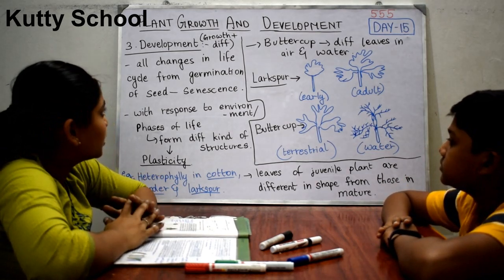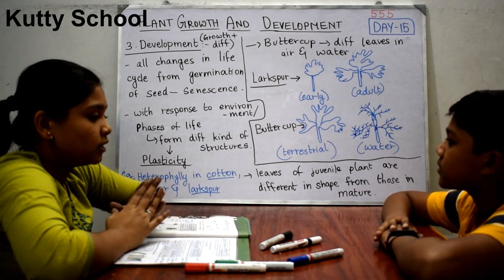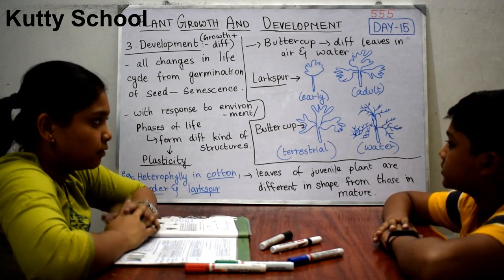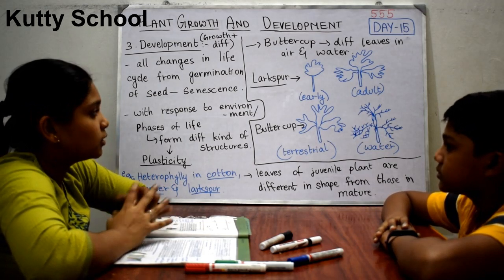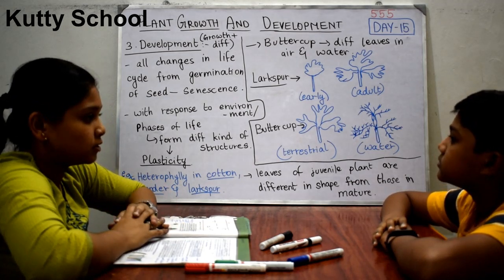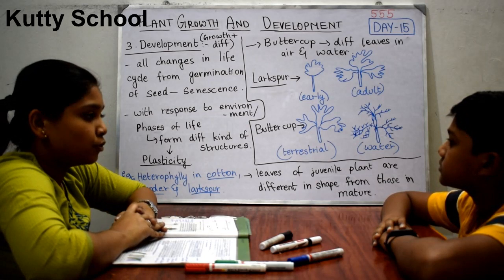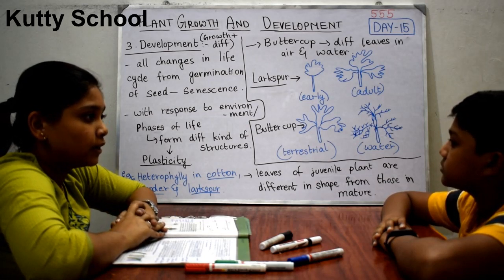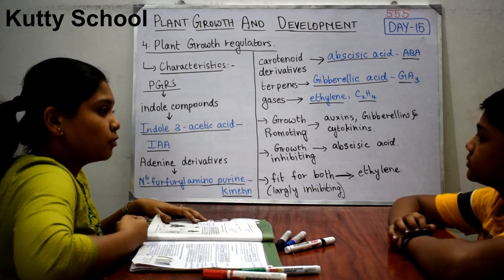The factors affecting development are also light, temperature, and everything, what we have seen earlier. Here we saw the factors affecting the growth in plants. So the same factors here also affect these structures in plants. Next we are going to see the fourth topic, which is plant growth regulators.